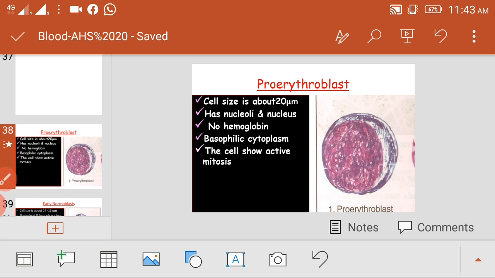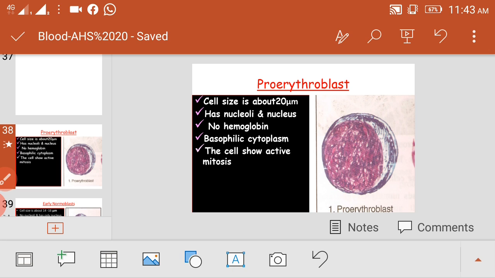Now, from the red bone marrow, one pluripotent stem cell will form a committed stem cell. This committed cell forms a proerythroblast. This cell has a size of 20 micron, with nucleoli and a nucleus. There is no hemoglobin.